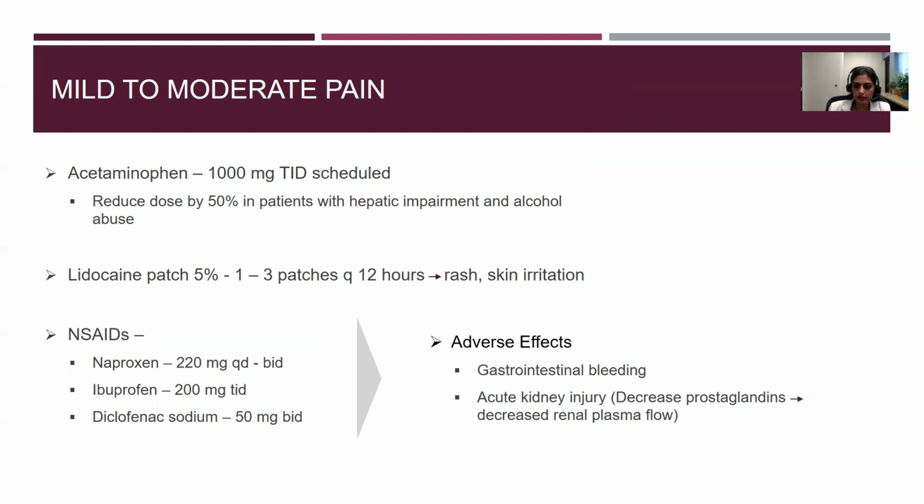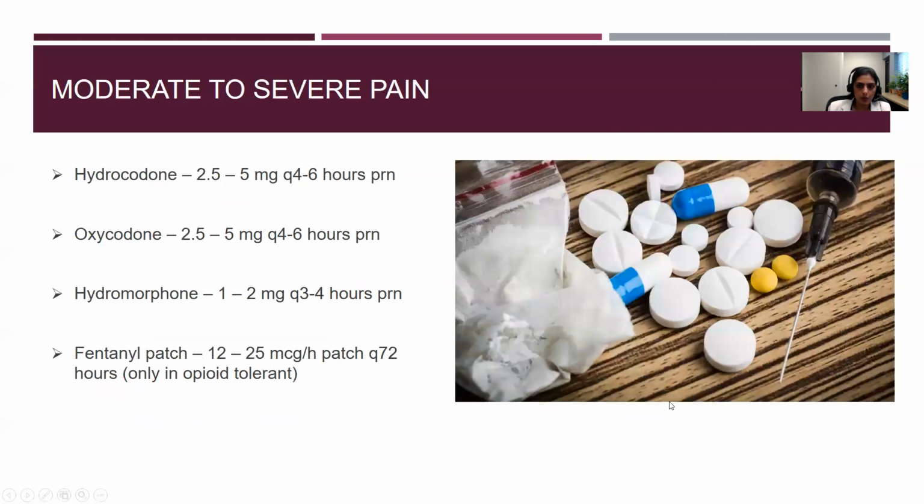So that's basically management for mild to moderate pain. Now, what about moderate to severe pain? So the most common medications that are prescribed for moderate to severe pain in the narcotics category, starting off with hydrocodone, which is the mildest one, 2.5 to 5 milligrams. You can use it every 4 to 6 hours as needed.